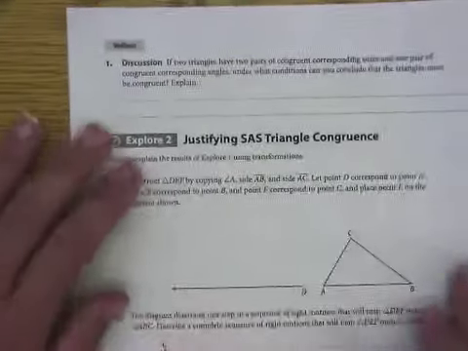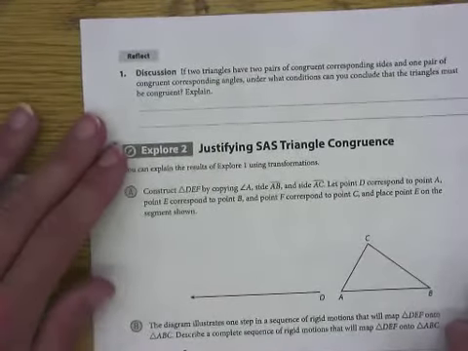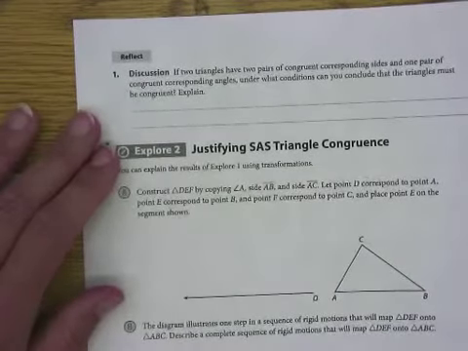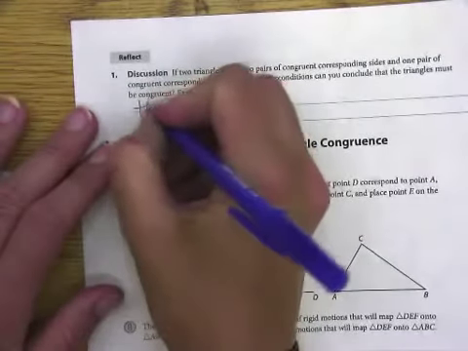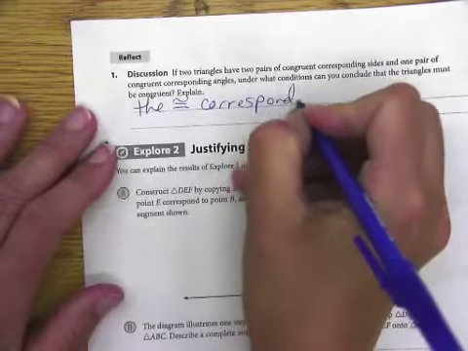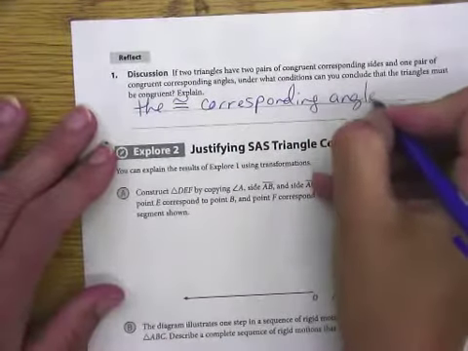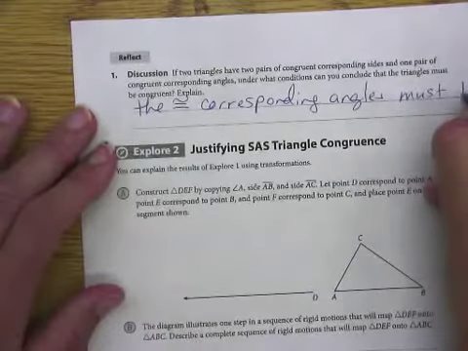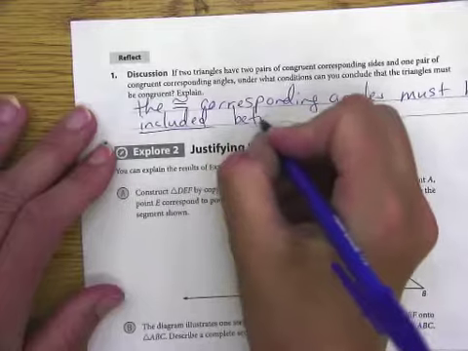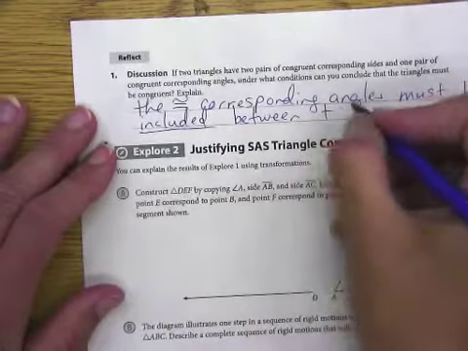So can we construct more than one triangle? No, only one triangle. And so if two triangles have two pairs of congruent corresponding sides and one pair of congruent corresponding angles, under what conditions can we conclude that the triangles must be congruent? The congruent corresponding angles must be included between the congruent corresponding sides.